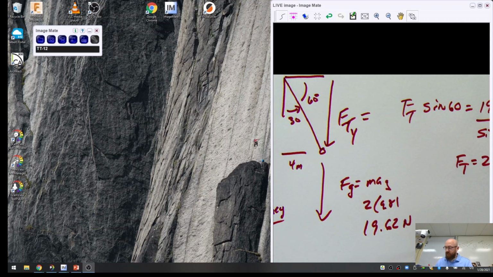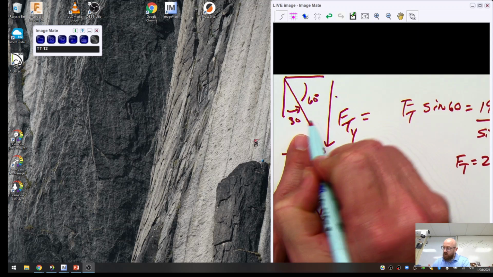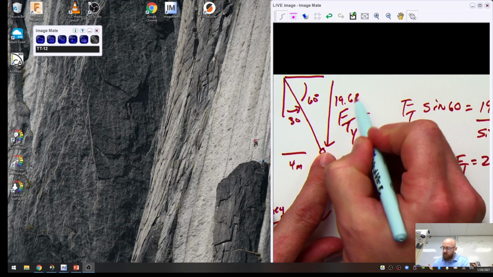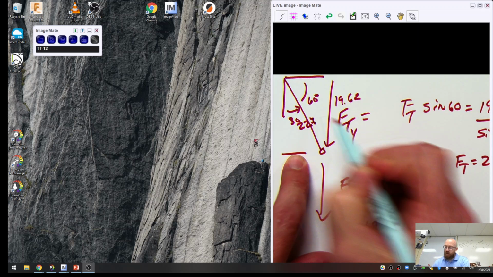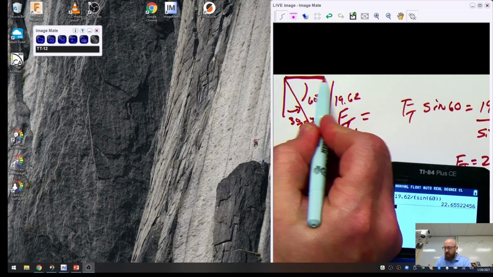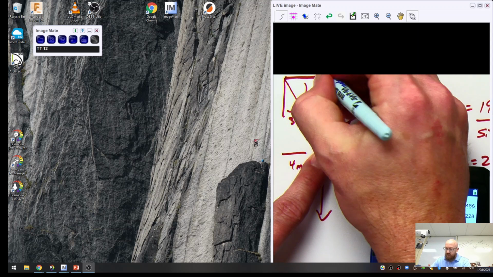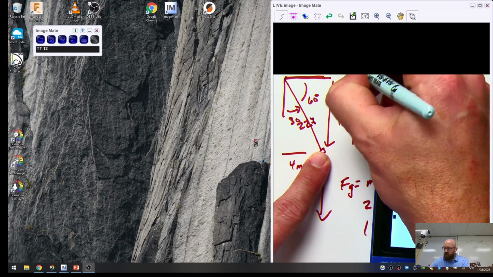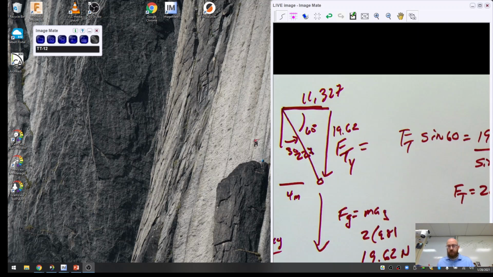Okay? So in this case, I've got the tension of the string. So this has to be 19.62. This is 22.7. I'm going to just round up for the diagram. Well, then let's find this tension here. We want all the parts, so we take that, since it's the adjacent leg, times the cosine of 60. We find this is 11.327.